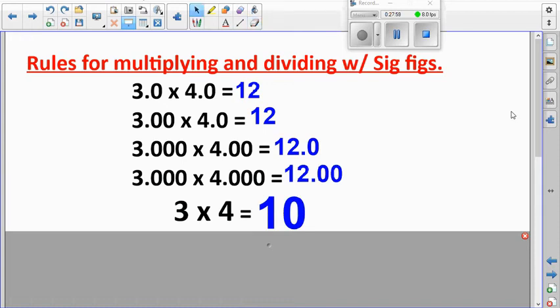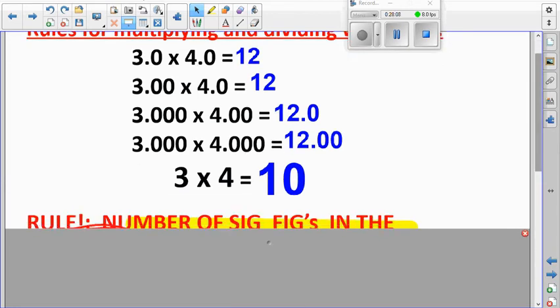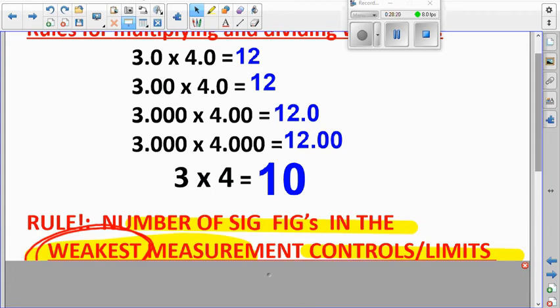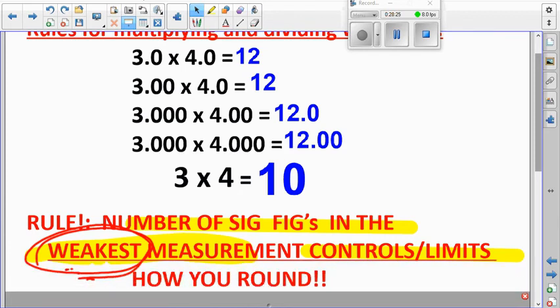Mr. Pilcher, I'm just getting more confused. You are not carrying out your promise. You said you promised I'd understand, and I don't understand. Let's talk about the rule, and we'll come right back up to that chart. Here's the rule. The number of sig figs in the weakest measurement, the weakest, the worst, controls or limits where you round. The number of sig figs in the weakest measurement, the weakest, the worst, controls where you round. Yep, still not getting it, Mr. P. Still not getting it.